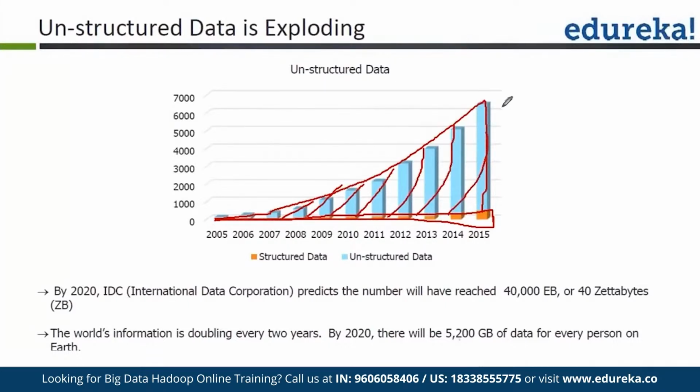So what happened in 2005 that you can see an exponential growth in this unstructured data? Facebook went live, social media, yes, the same thing, right?